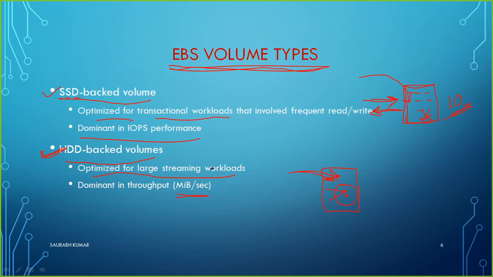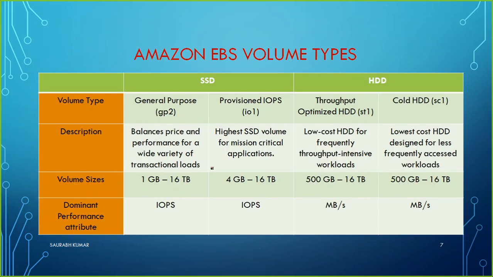Let's have a look at the next slide here. Here I have tried to compare multiple different types of volumes. In SSD also we have two types. If you check here in SSD we have two types: one is GP2 and one category is IO. Here we also have two categories: one is ST, one is called SC.